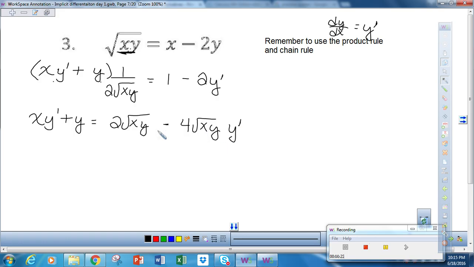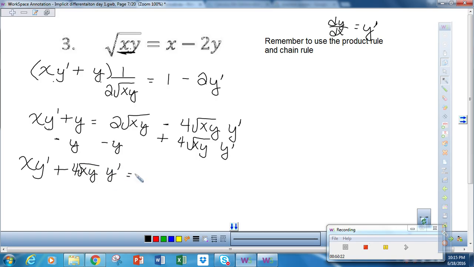So now I'm going to move all my y primes to one side and everything else to the other side. So that means I'm going to add this to the left side and subtract this from the right side. So I get x y prime plus 4 radical xy y prime is equal to 2 radical xy minus y.